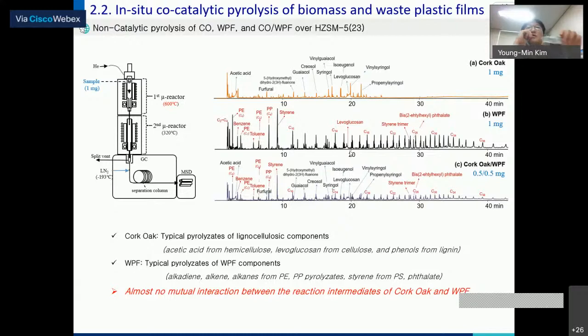This indicates that nowadays many people make biodegradable plastics, so they mix starch or any kind of biomass together with polyethylene and polypropylene. So I think that is the reason why we can see this levoglucosan peak during the non-catalytic pyrolysis of waste plastic film. When we co-pyrolyze, the total weight is the same, 1 milligram, however the mixing ratio is 1:1. We can see the typical pyrolysis products of both coke oak and waste plastic film, but there are no synergistic effects, just a mixing effect. So we identified there is no mutual interaction in the pyrolysis of coke oak and waste plastic film.